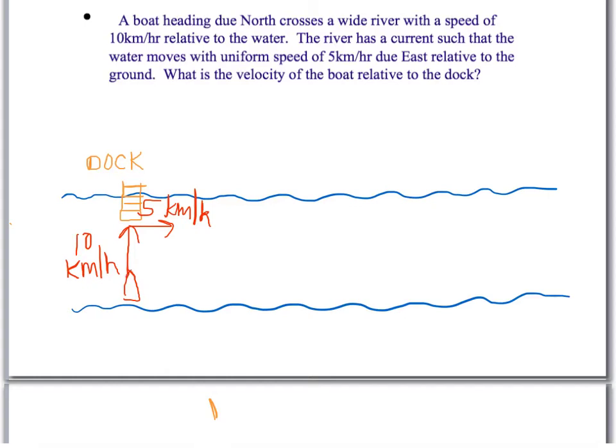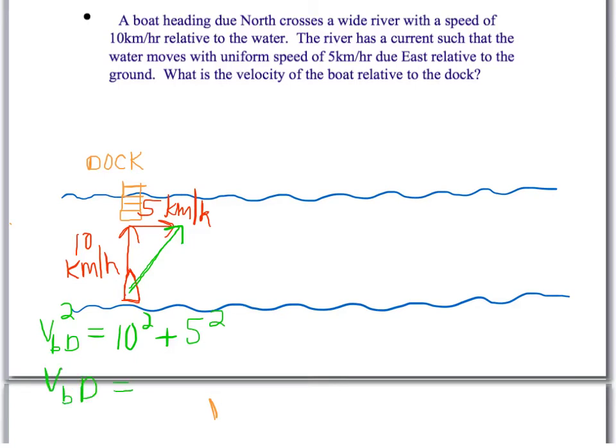Now, as we look at this, if we have the boat heading directly north across the river towards that dock, and yet we have the current, we know that the boat is realistically going to be moving in a direction more like this. So you can see that we get this very nice right triangle where we could find the value of this object's velocity moving in this direction by using the Pythagorean theorem. So the velocity of the boat relative to the dock can be set up in a Pythagorean theorem and solved for. If you'd like to pause the video for a second and solve, go ahead and do that.